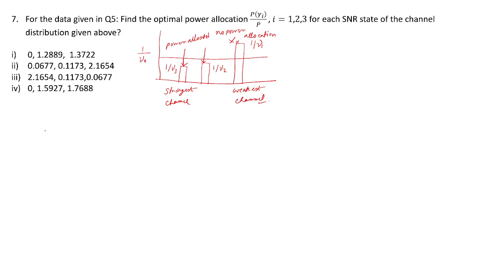So with that we refer to this expression, P of gamma I over P bar. We first break down what the expression is. P of gamma I is the power allocated to the channel with SNR gamma I, and P bar is the average power.